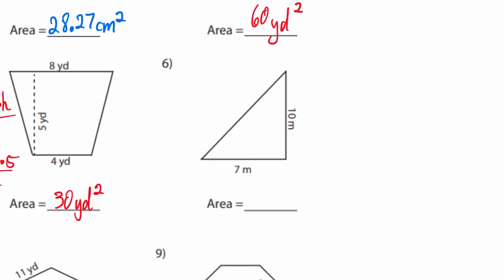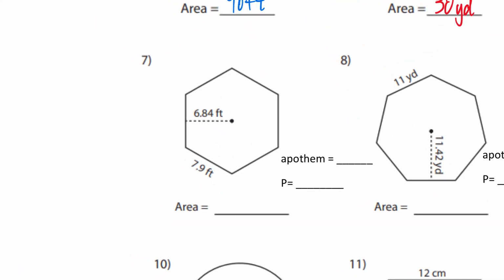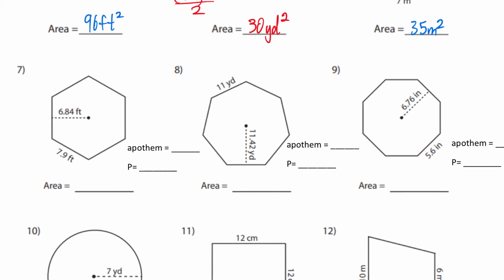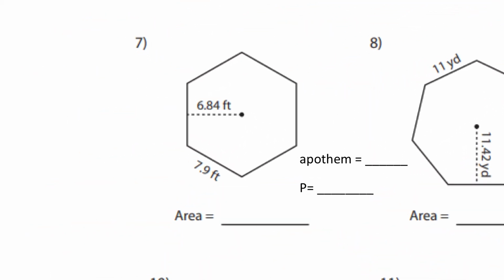All right, triangle, base times height divided by 2, which is 35 square meters. Okay, on this one we've got a regular polygon here. These 3, 7, 8, and 9 are regular polygons, or we're going to assume they are. So how do we find the area of every regular polygon? Apothem times the perimeter divided by 2.